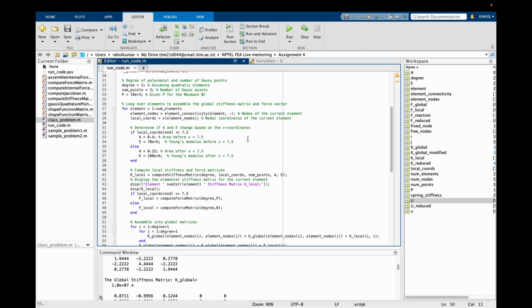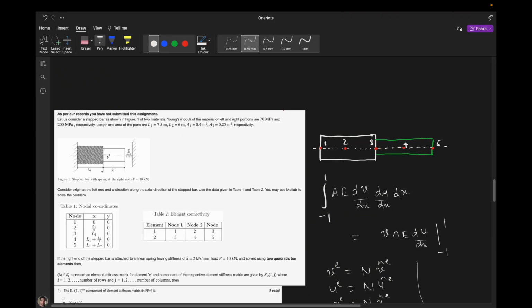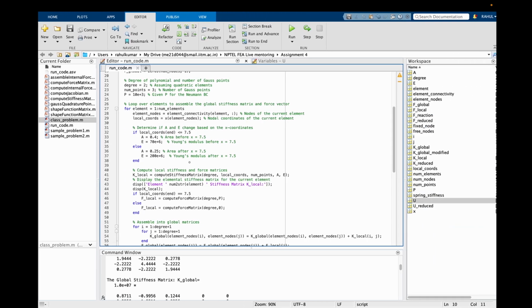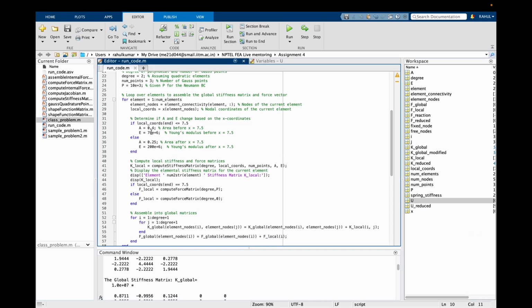Now here we made some small changes, and what is that change? The change is that the area and Young's modulus are actually changing when the length is at 7.5. So when the length is less than or equal to 7.5, this condition will hold. When the length is 7.5, this condition will hold. And when the length is more than 7.5, this condition will hold.